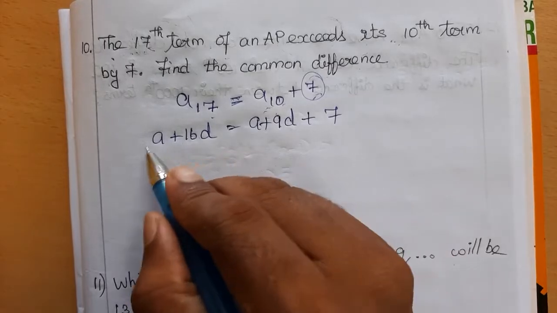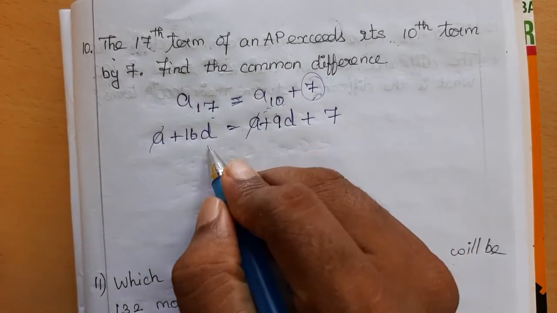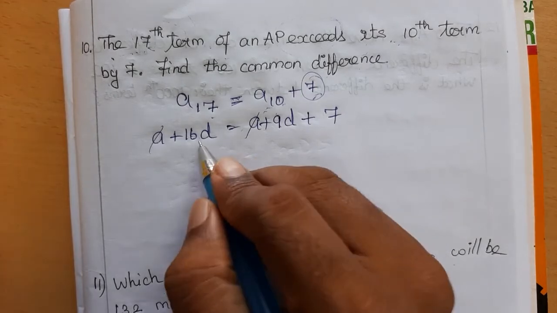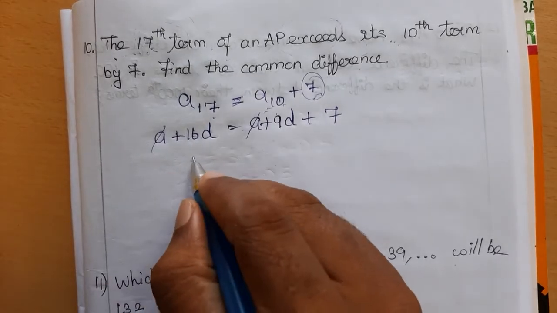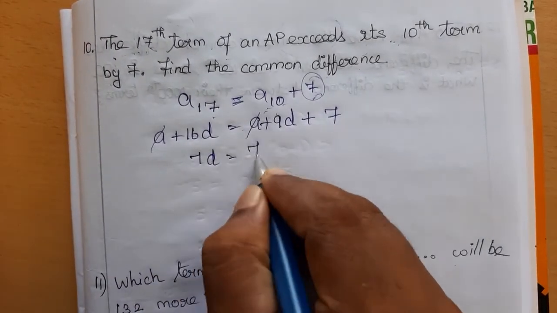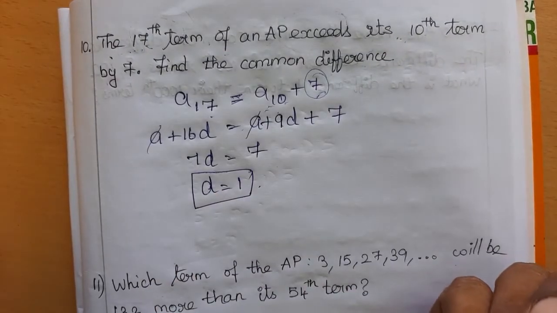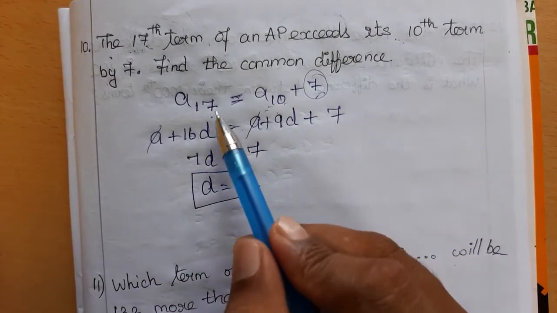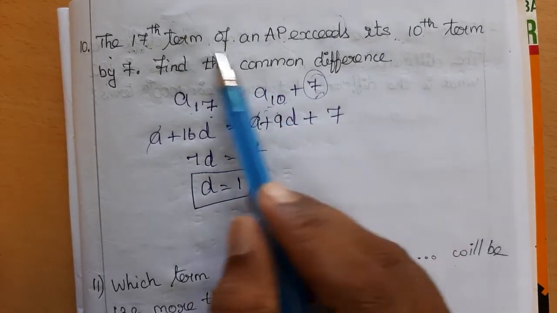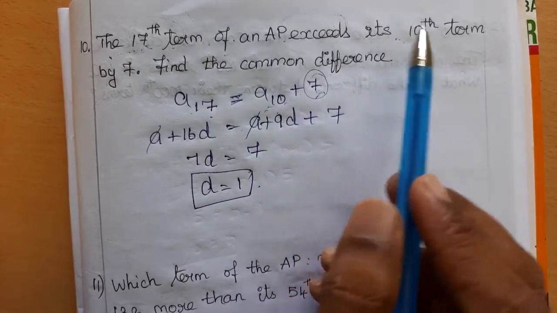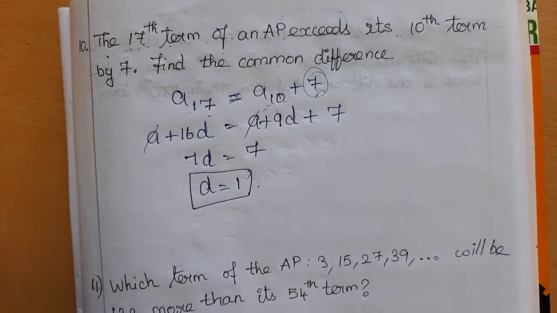So here a minus a, if you bring it here, it will become 0. And if you bring the 9d here, it will become minus 9d. So 16 minus 9 is 7. So 7d is equal to 7, and d is equal to 1. That's the common difference, 1. Clear? So make sure that A17 is equal to A10 plus 7, because the 17th term exceeds the 10th term by 7. Then just by applying the general term, you will obtain it.